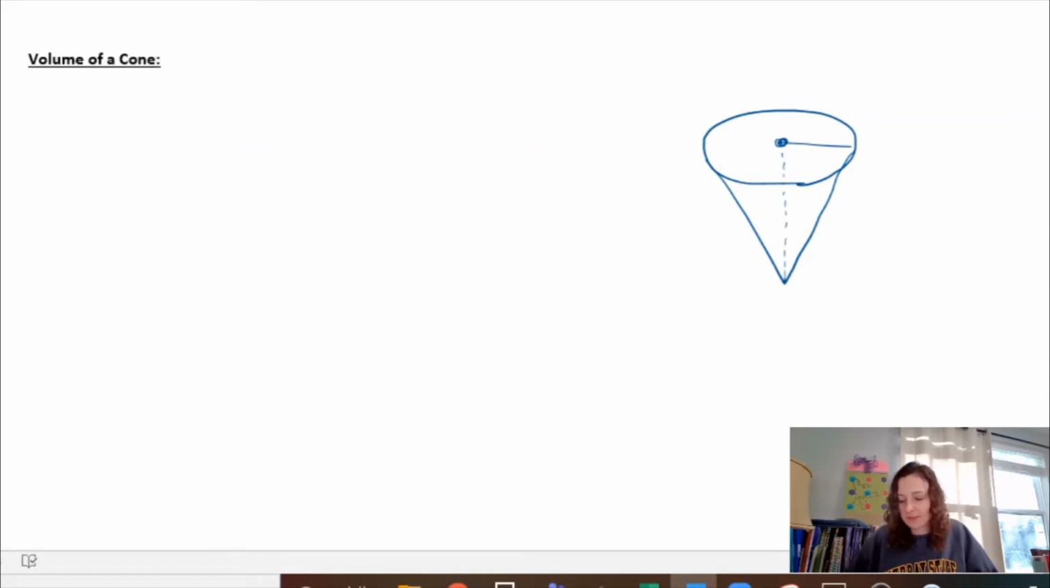It's going to be similar to a pyramid in that you're going to first need to figure out what the base is. Notice on a cone that the base is a circle. Okay, so the volume of a cone is going to be 1/3 times pi r squared, which is the area of a circle, and then times your height h.